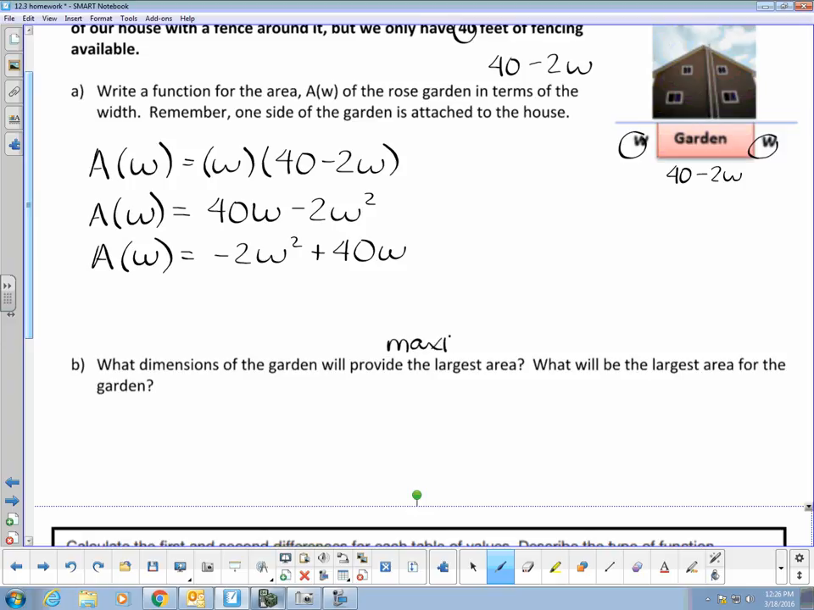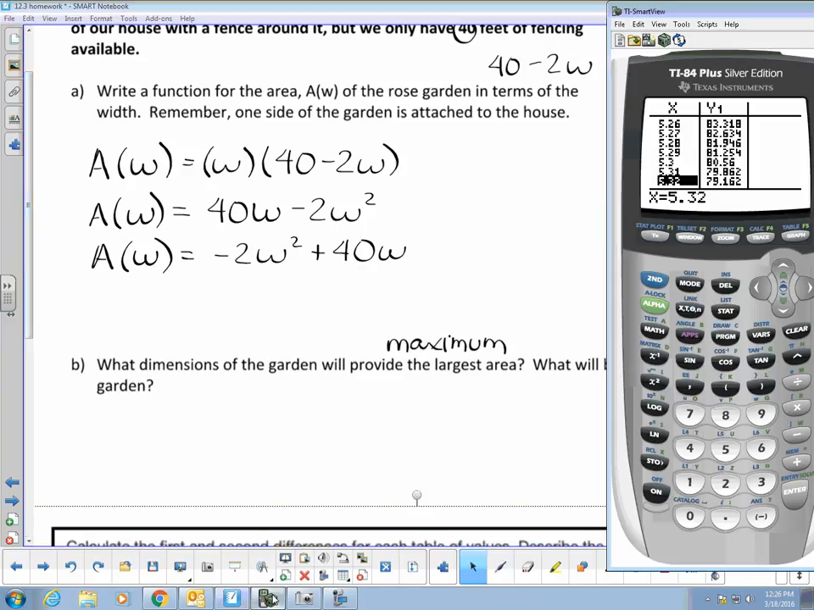So what I remember is when I'm looking for the maximum, the largest area, I'm going to use my calculator, and I'm going to use that menu where it gives me the maximum. But before I do that, I need to put in my function. So I'm just going to use the first function that's listed there, x(40 minus 2x). And let's take a look at this graph. Unfortunately, I don't see the maximum in that screen, so I need to change my window here.